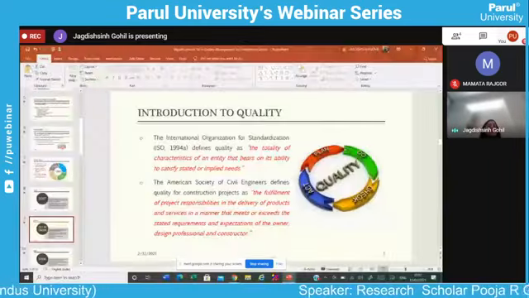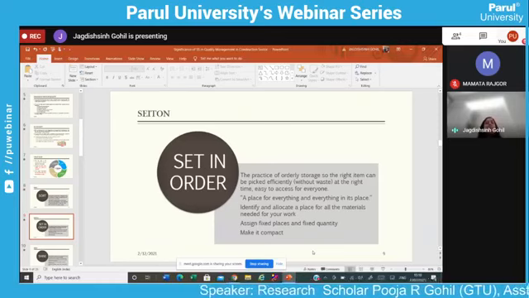Okay, fine. So it was said by Dr. Benjamin Franklin: a place for everything and everything in its place. So set in order is nothing but the practice of orderly storage, so that the right item can be picked efficiently at the right time without wasting your time, and it is easy to access for everyone.